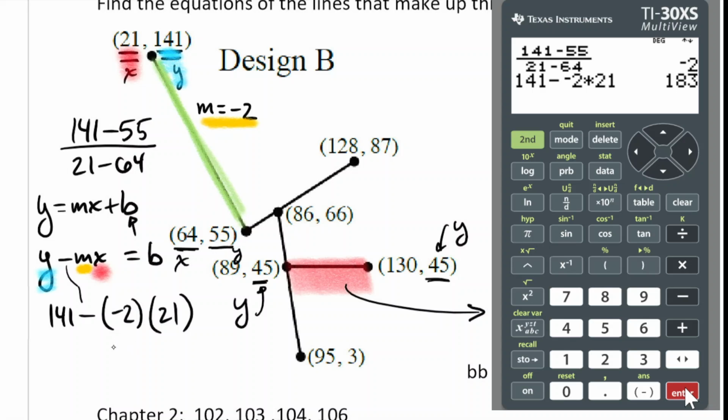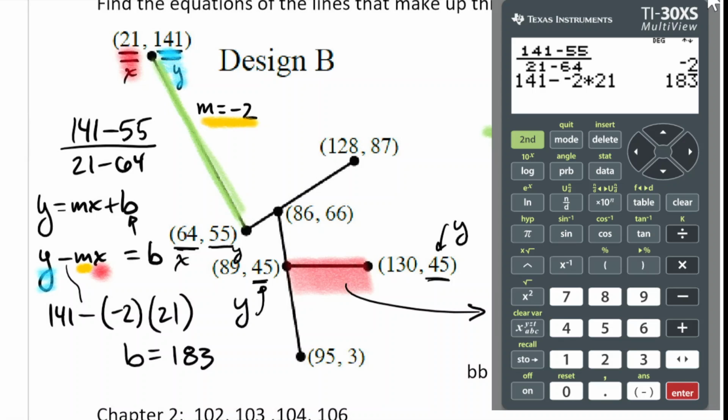So my y-intercept is way off. I'm sorry, it's not y. My y-intercept, which is b, is way off at 183. This means that I've got an equation for this green line, right? I think we're ready to write this down. This green line has the equation y is equal to -2x plus 183.